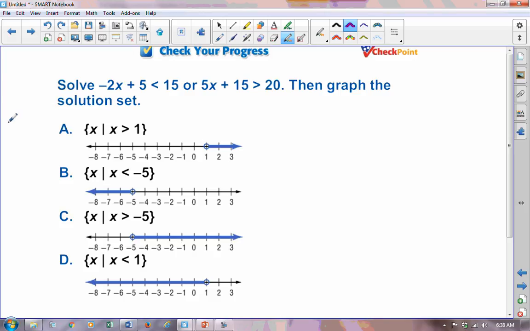Here's a problem that you can work through. Bring your answer back with you when you come back to class, and we will discuss your answer in the morning.